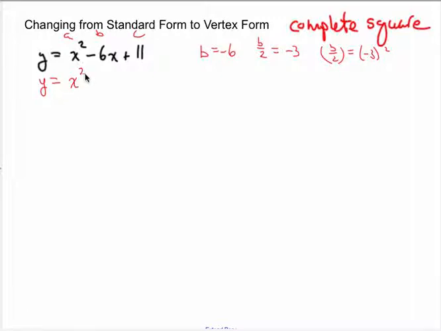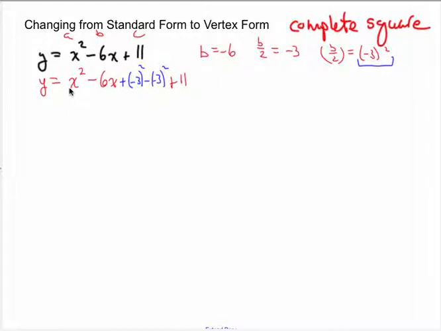I need to go x squared minus 6x, and I'm going to take my plus 11 and just kind of park it over here for a moment. Now remember, if I'm going to add anything into this equation, I have to do one of two things. I either have to add it to both sides, or I have to add it and subtract it from the same side. So what I'm going to do here is I'm going to actually add this value, so -3 squared. But because I've added it in order to stay balanced, I have to subtract it back off.